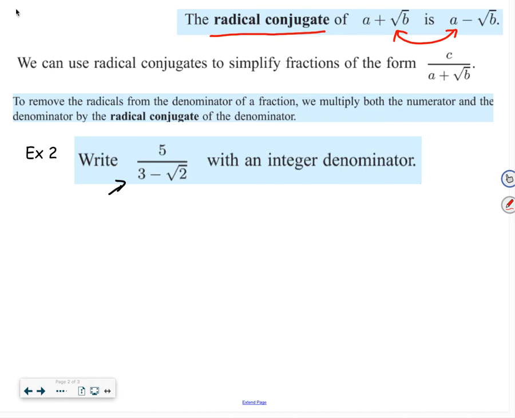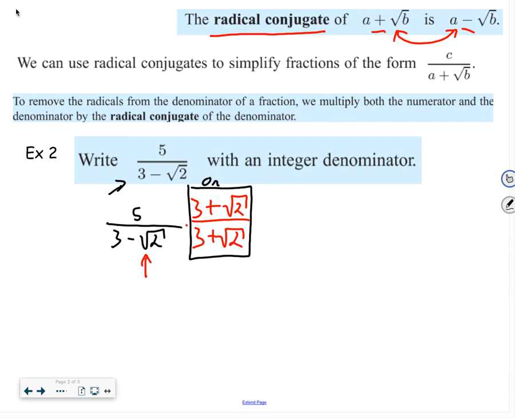Just like before, we're going to want to keep that idea that we're multiplying by 1. So if we have 5 over 3 minus square root of 2 here, my goal is to get rid of the square root in my denominator. In order to do so, I'm going to multiply by 3 plus the square root of 2. Remember, conjugates have different signs in between. And in order to preserve the value of my original fraction, I've got to make sure I'm just multiplying by 1. So this fraction here needs to have the value of 1.